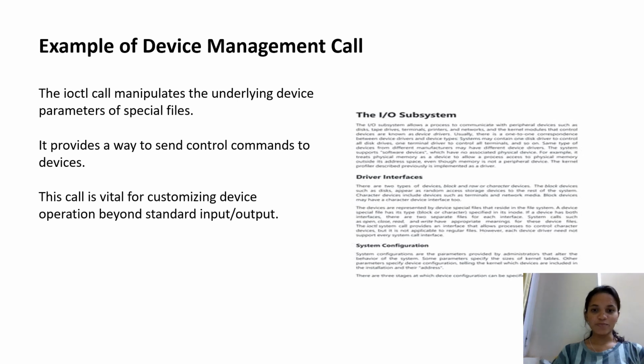Example of device management call. The ioctl call manipulates the underlying device parameters of special files. It provides a way to send control commands to devices. This call is vital for customizing device operation beyond standard input or output.